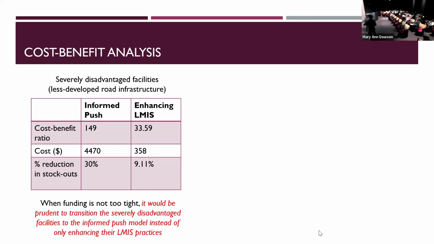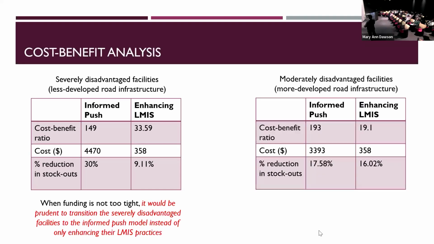The results are actually very different for moderately disadvantaged facilities. In this case, the benefits are roughly the same, but it is much more expensive to implement the informed push model. So we see no reason to do a full-blown transition to the informed push model. Here, you would rather invest in just enhancing LMIS practices and not invest the additional money to go all the way to a new distribution model. Any questions on these two?